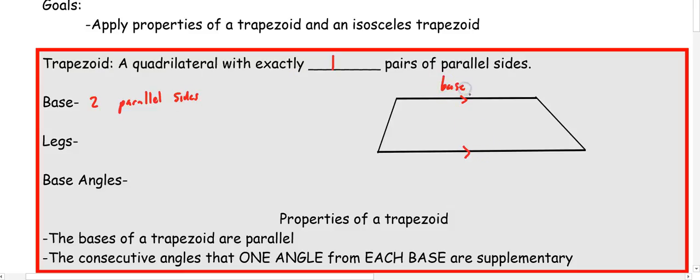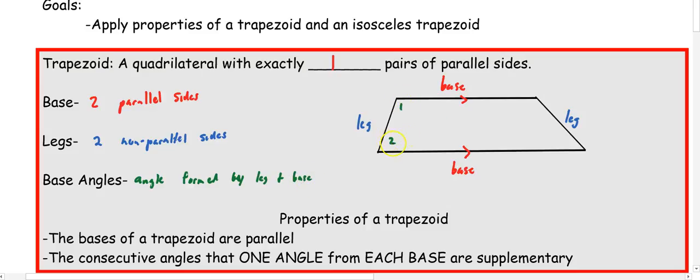So we always have two bases. So we have a base here and a base here. The legs then are going to be our two non-parallel sides. So we have a leg and a leg. And then our base angles are angles that are formed by a base and a leg. And in a trapezoid, we have four of them. So we have 1, 2, 3, and 4. All of these are our base angles.